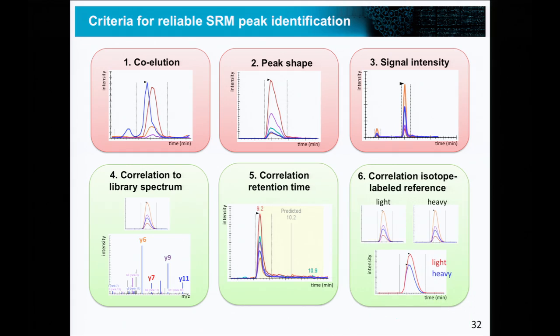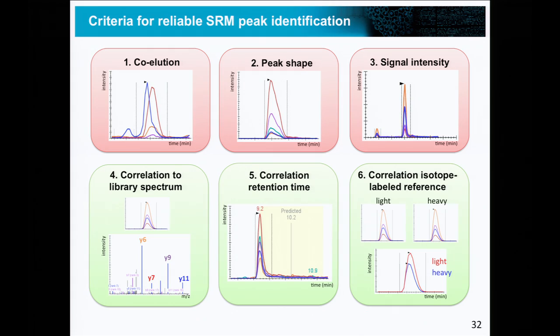And the third and most important criterion that you can apply is using a heavy labeled reference molecule. Because what you would expect is a perfect correlation between your light endogenous and your heavy reference. So a light SRM trace and a heavy SRM trace should always perfectly match each other in terms of relative transition intensities and also in terms of retention time.